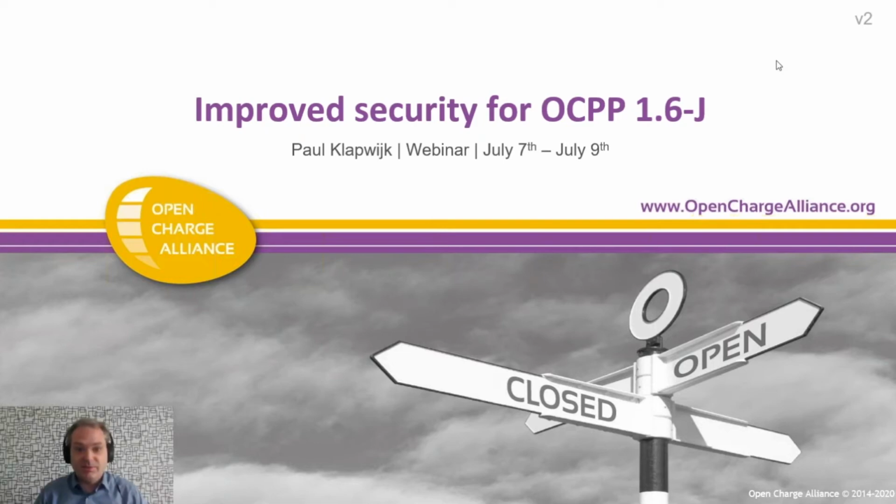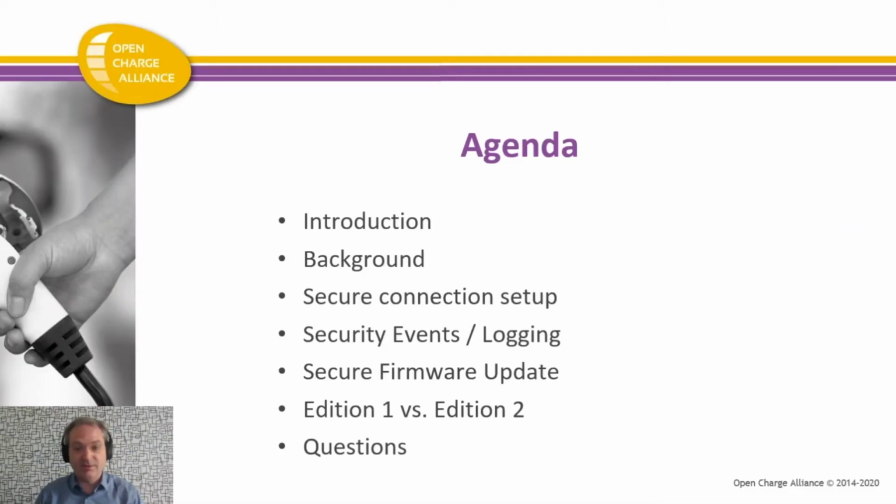Okay, welcome everybody to this webinar about the OCPP 1.6 Security White Paper, or its official name, Improved Security for OCPP 1.6-J. The agenda for today: I'll start with a short introduction, give some background about the Security White Paper, and then go to the details of it, starting with the secure connection setup, discuss the security events and logging, secure firmware update, and before the questions, I will go to the minor differences between edition 1 versus edition 2, for those that are already familiar with the old version.